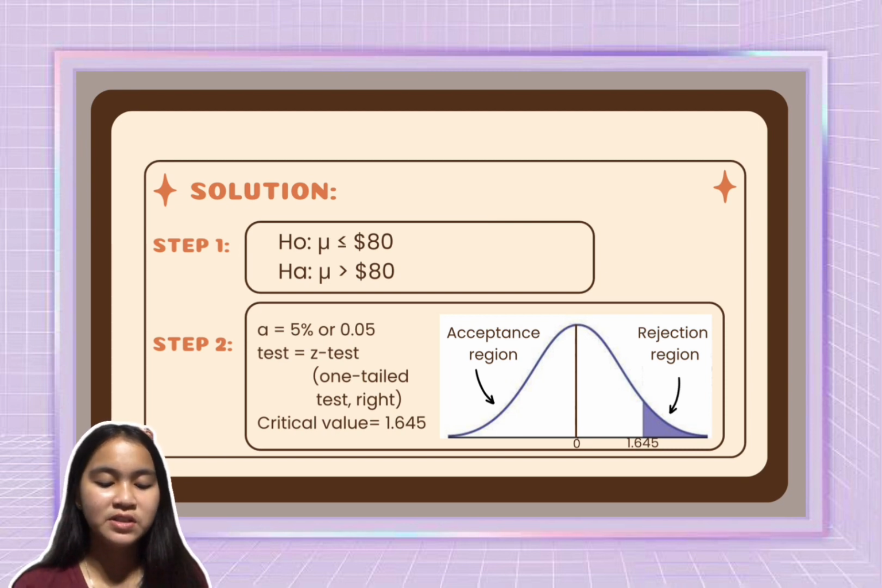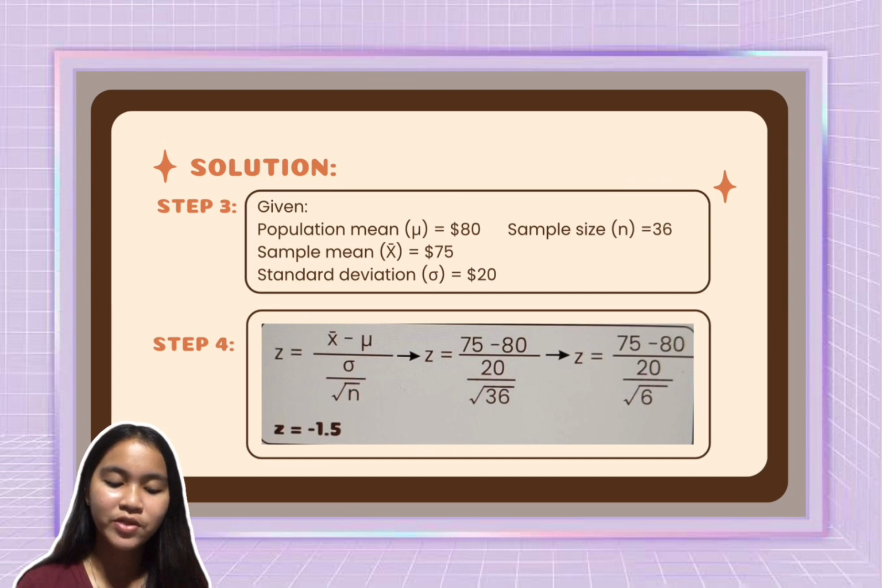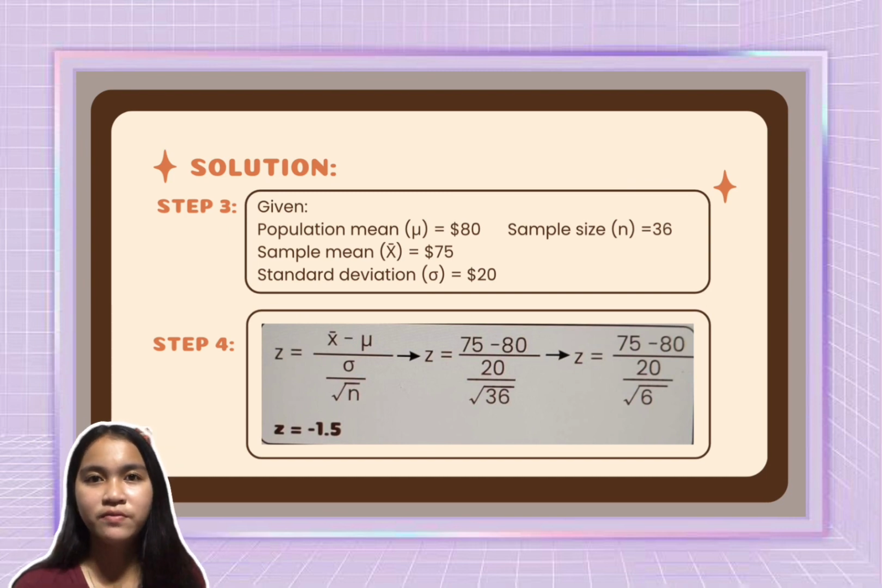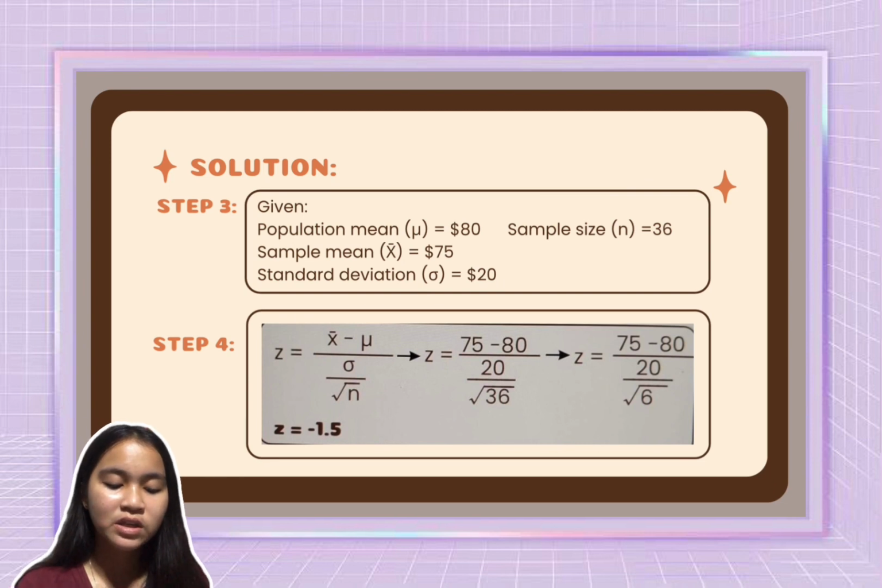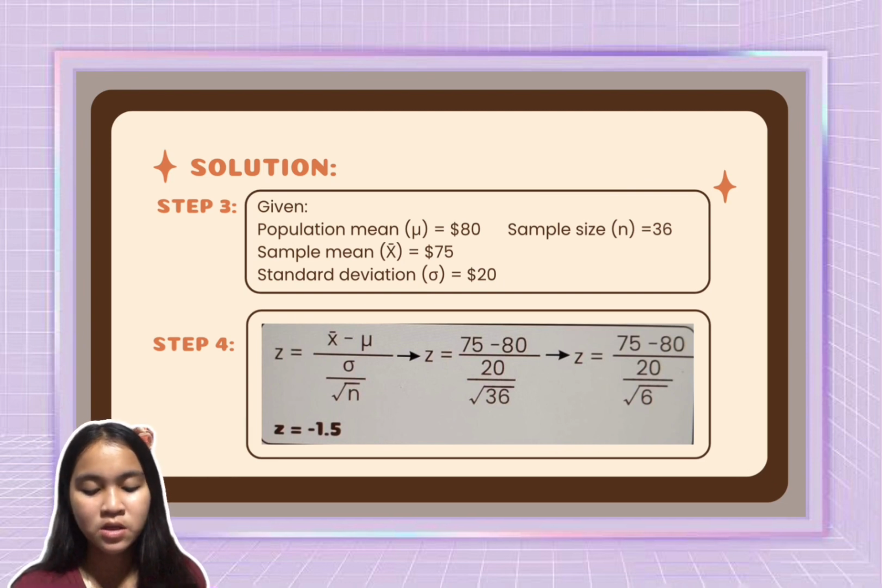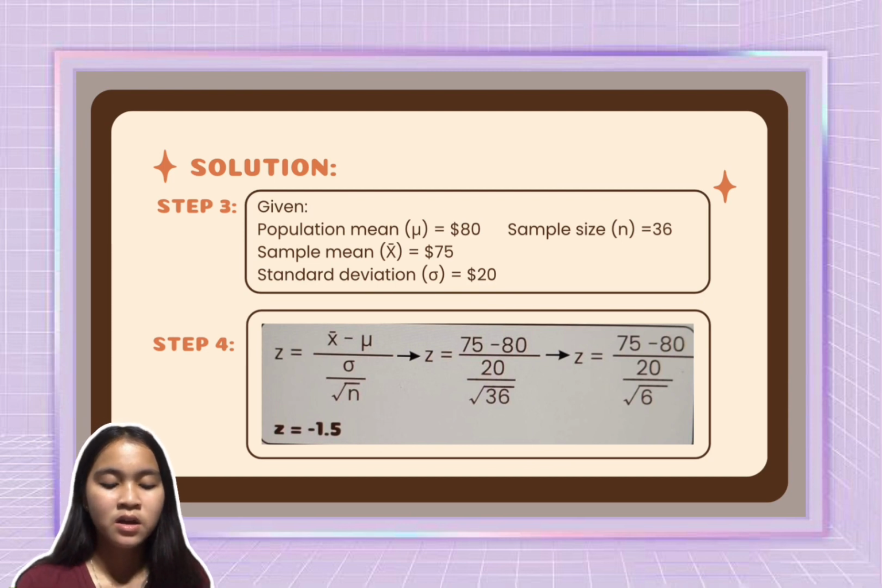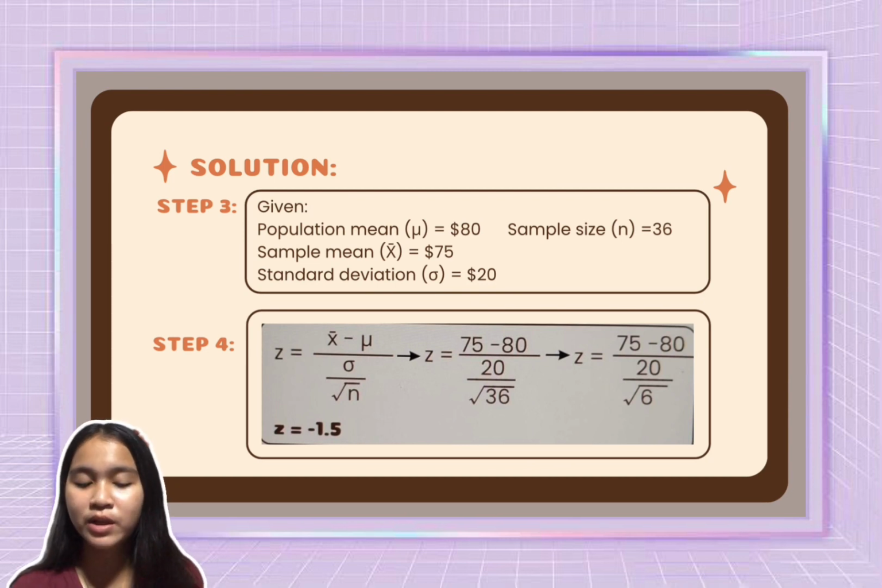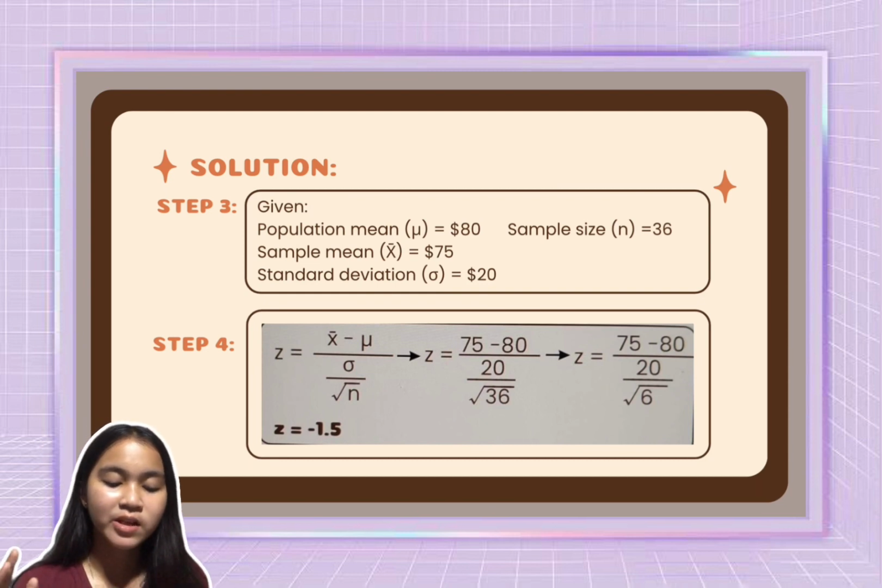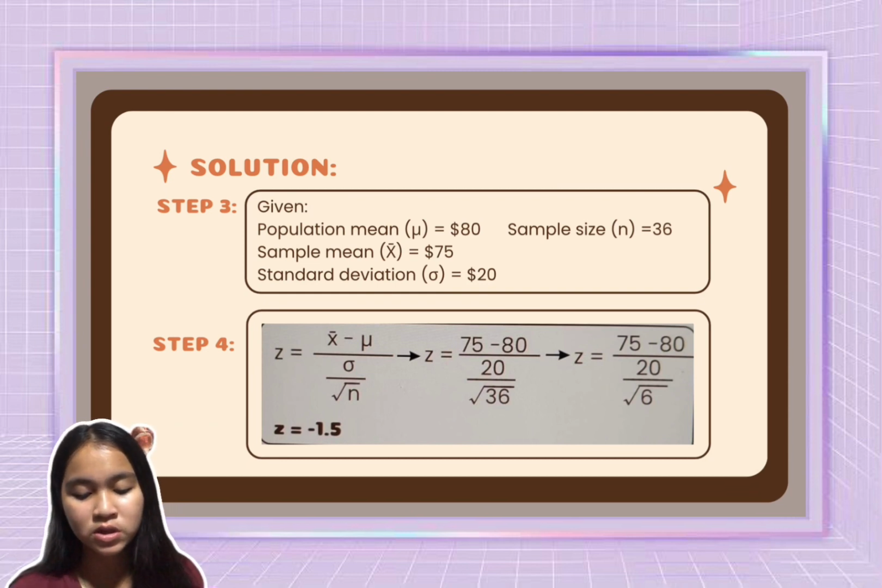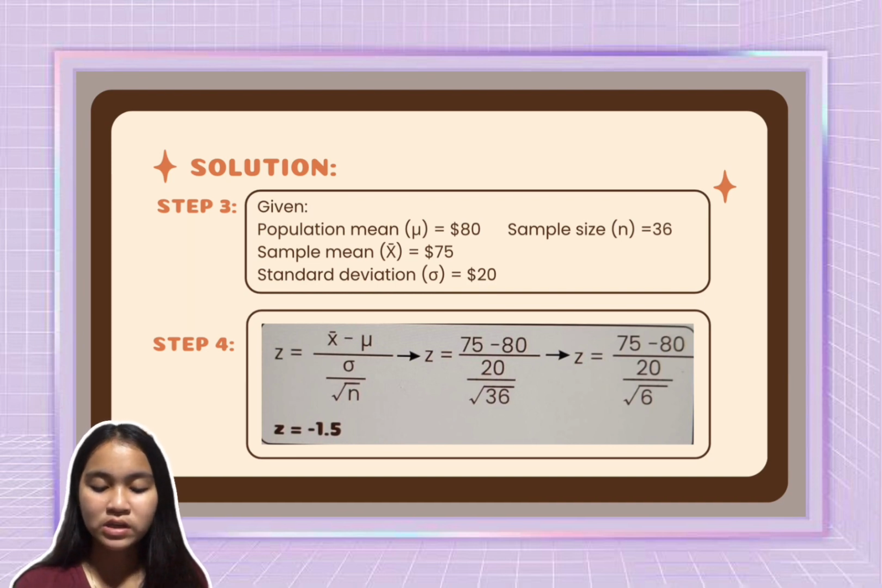And now let's proceed to step 3, which is to identify the given. The given is the population mean, which is equivalent to $80. Next is the sample mean, which is equivalent to $75. The standard deviation, which is equivalent to $20. The sample size, which is 36, and the significance level, which is 0.05. And now, after we identify the given numbers, let's proceed to step 4 and start solving.